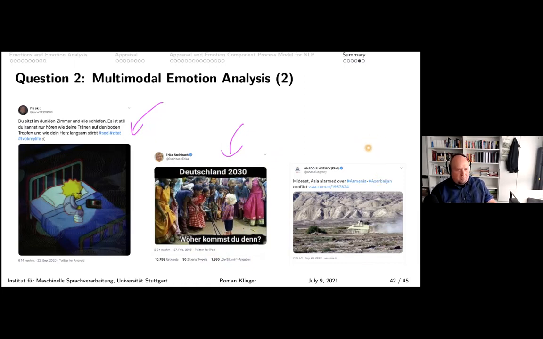Another example is this one here, which is about a conflict in some area, and you can only interpret how bad it is when you can see that there's a tank depicted here. So it seems that there are some cases where images are actually necessary to look at.